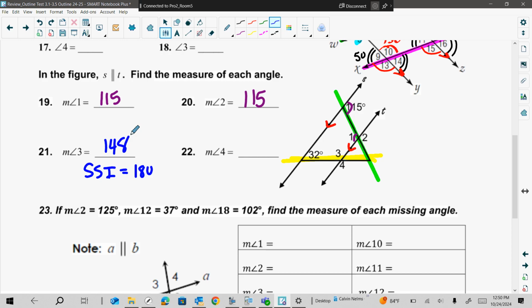What's your X? Yeah, you're missing stuff. Where's your X? No, that's two different problems. I'm talking about the one you're on.